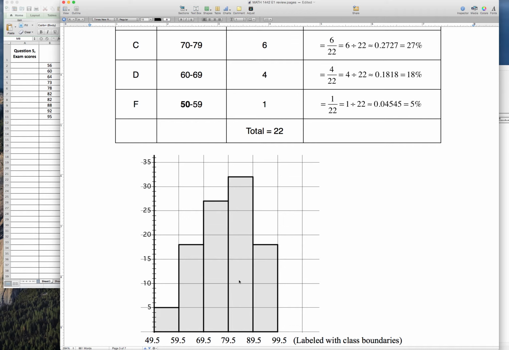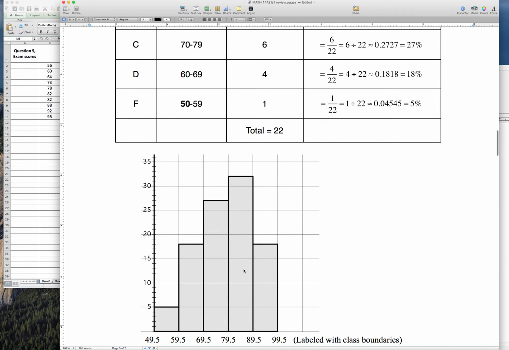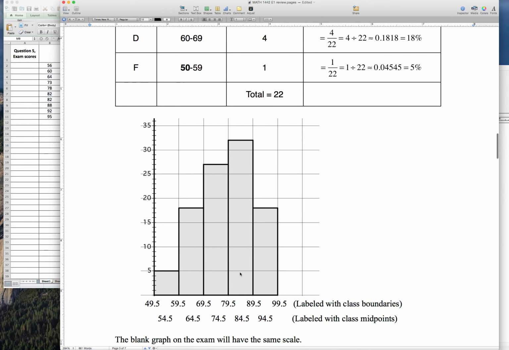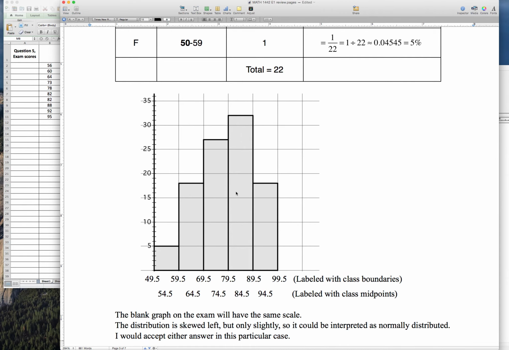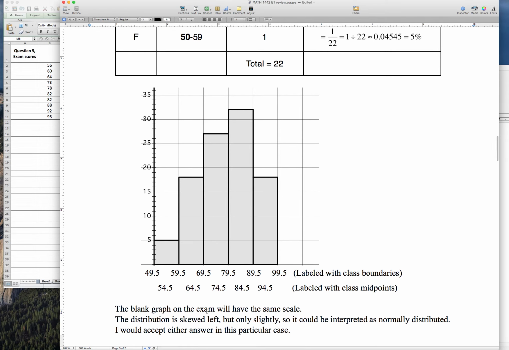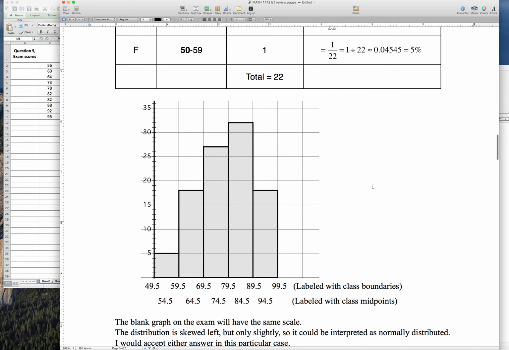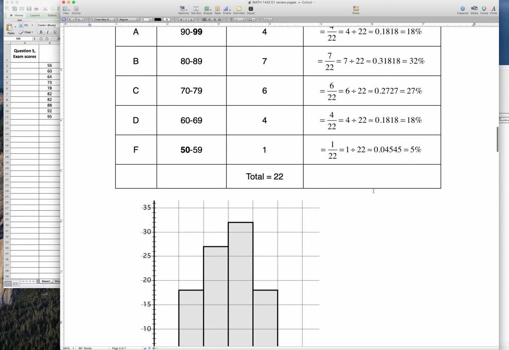And then you can shade in the bars however you want. You don't even really need to do a whole lot of work shading them. You can just draw some hash marks, or if you feel like entertaining yourself, a bunch of little hearts or bugs or whatever. Anyway, fill them in however you want. You don't have to label the x-axis with the class boundaries. If you prefer, you can label them with the class midpoints. Put those right in the middle of each class if you do, as I have done here. Okay? And as I said, the blank graph on the exam will have the same scale as this, because your answers will be in the same general ballpark as these percentages.